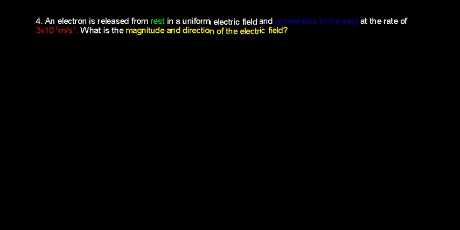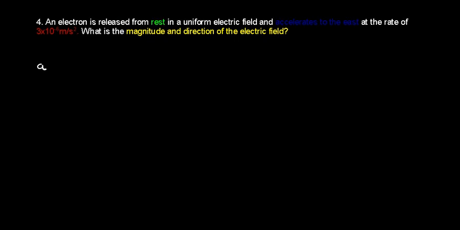Okay, let's go ahead and write out the parameters. We're talking about the electron. So the first parameter there we have is the acceleration. We have it as 3 times 10 raised to the power negative 6 meter per second square. And we are looking at the magnitude of the electric field. That means we are looking at E. That is what we are looking for.